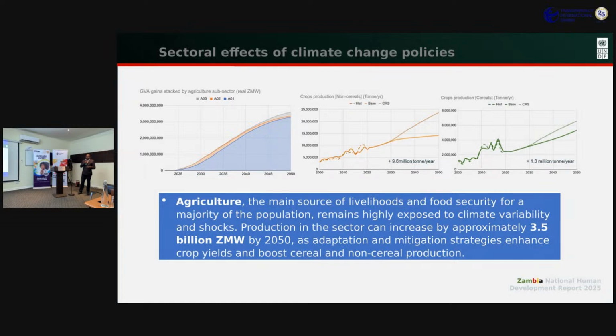Agriculture, I think it's common knowledge that it's the backbone of food security, and the major population remains exposed to climate. So we need to find adaptation and scope for action, which was also a message.